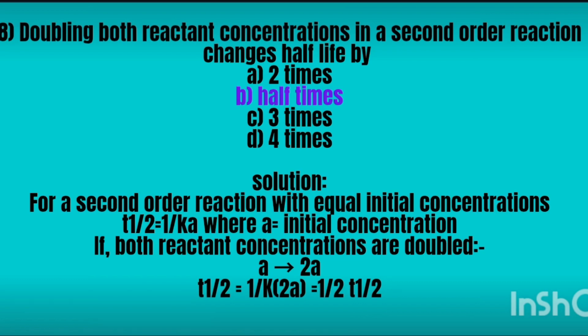Please remember this. Doubling both reactant concentrations in a second order reaction changes half-life by: 2 times, half times, 3 times and 4 times. We'll see the solution. For a second order reaction with equal initial concentrations, t half is equal to 1 by Ka. Here a is initial concentration, k is rate constant. If both reactant concentrations are doubled, a will become 2 times a. So t half is equal to 1 divided by k into 2a. So 1 by 2 into t half. So the answer will be half times. This is very important.